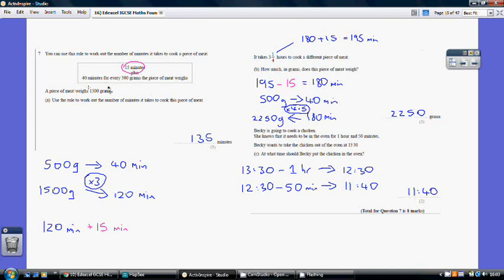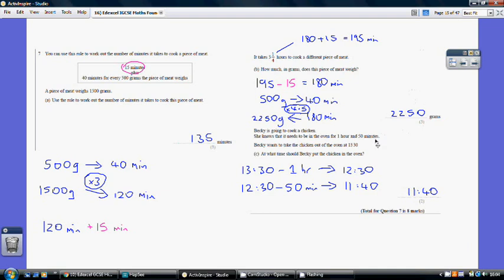Now back to our starting point. We know that 500 grams takes 40 minutes to cook. And we've got 180 minutes worth of cooking time remaining. So 180 is 4½ times 40. I've worked that out by doing 180 divided by 40. So this relationship here is 4½ times bigger than this. So how many grams worth of meat am I going to be cooking? It's going to be 4½ lots of 500. 4.5 times 500 is 2250 grams.